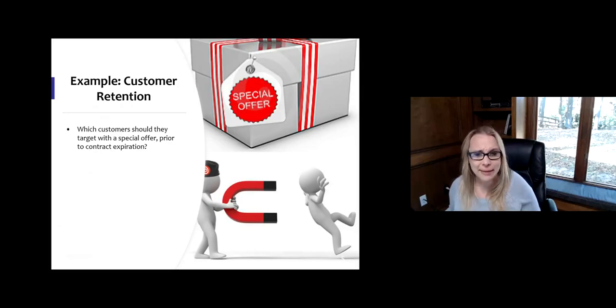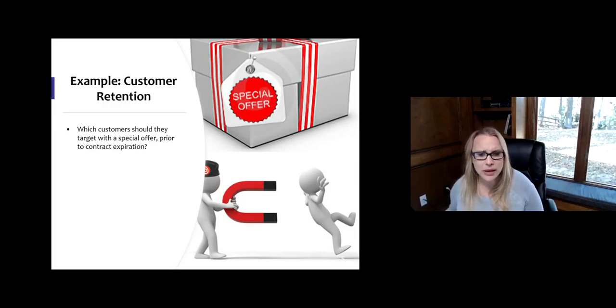So let's talk about an example where we could be looking at customer retention. A firm may be looking at which customers they should target with a special offer prior to their contracts expiring. That's going to be something that many companies do to try to manage the lifetime value of their customers, where they're trying to identify customers who may not be very likely to return to them when their contracts expire. And so the company may want to look for some behaviors that might indicate this so that the company can incentivize them with a special offer to stay or to make a new contract before the customer tries to terminate it.